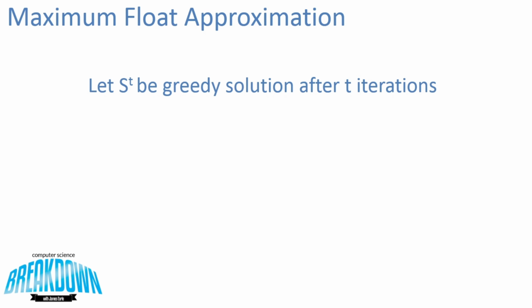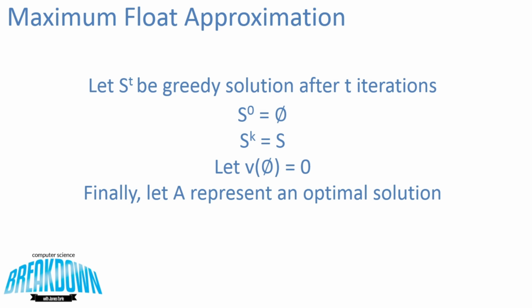We can say S of t is the greedy solution after t iterations. So S is the set of banks we're trying to find. Well, the size of S is less than or equal to K, because we're going to pick K banks, or at most K banks. Now, given this notation, we can say that S of 0 is the empty set, and S of K is, of course, S, our final solution. Consider the objective function we previously defined, and we're going to set this to be our base case, saying that the value of an empty set is going to be 0, because this was the minimum we said we would deal with earlier. Now, lastly, we're just going to say that A is representative of an optimal solution in this problem.